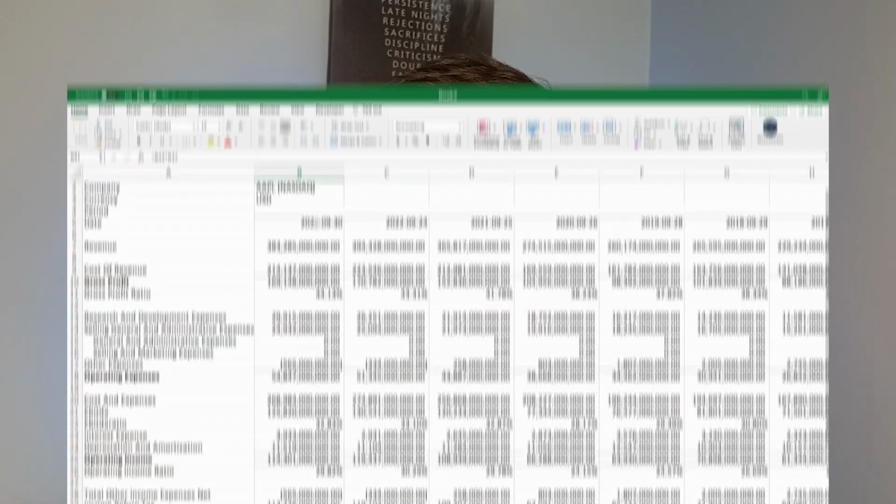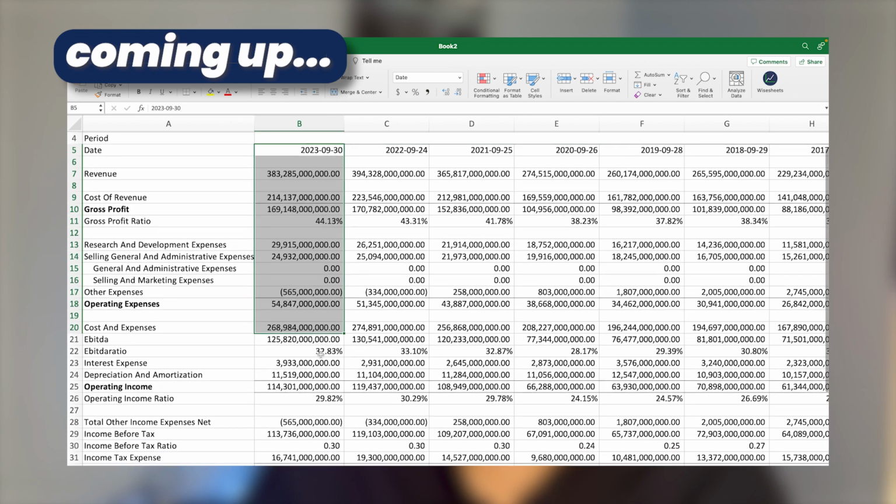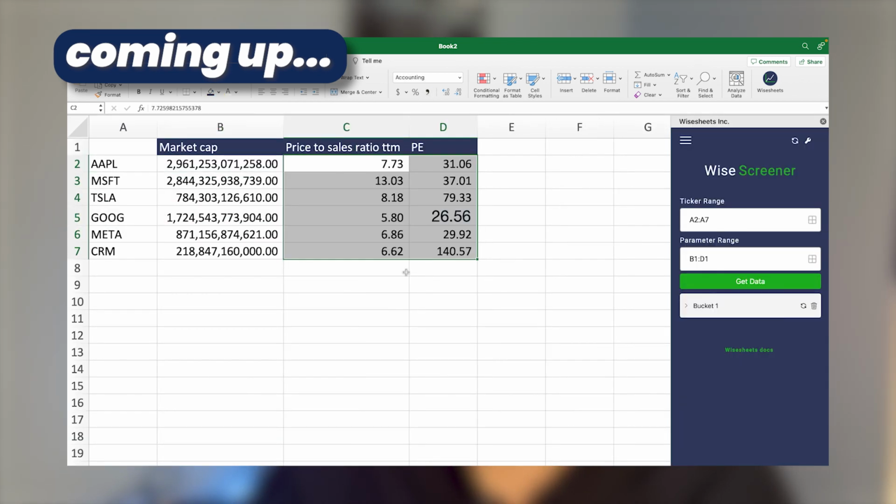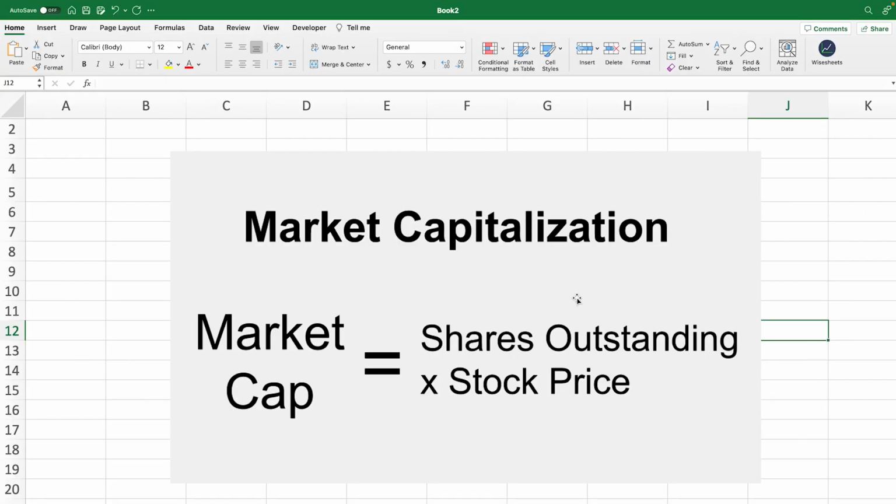to investors. And if you stay until the end of the video, I'm going to share with you why this singular number could be the difference between you making a great investment decision or a bad one. The formula for market capitalization is simple. You take the shares outstanding of a company and multiply that by the current stock price.